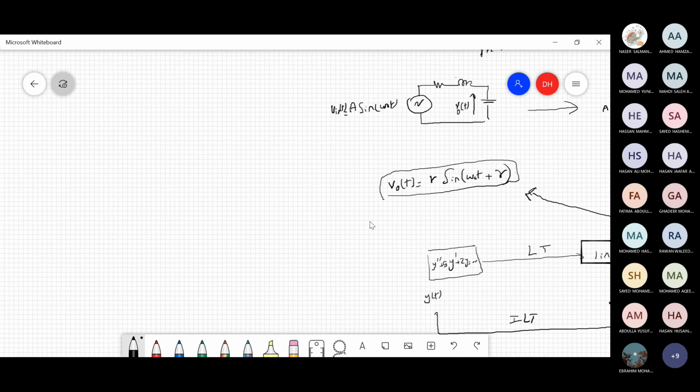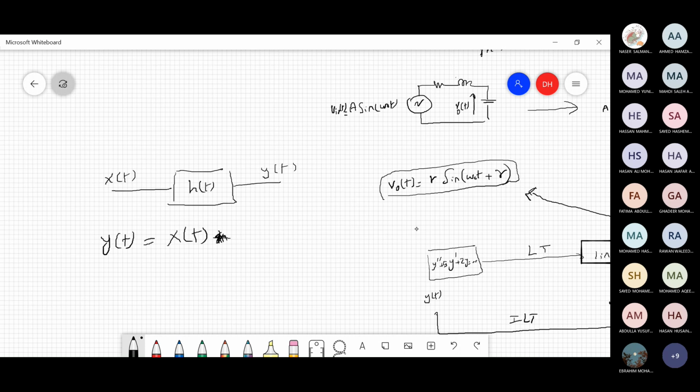Again, here, finding convolution, this is x of t, here we have h of t, and this is y of t. So we need to use convolution to find the output.